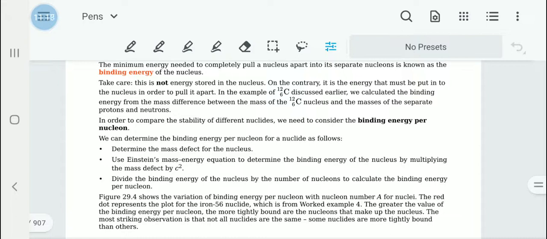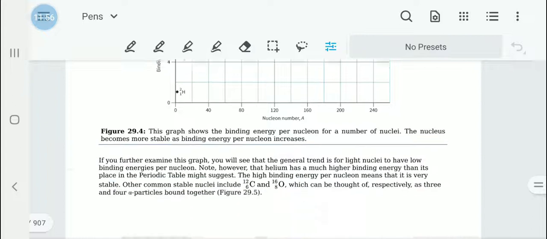Binding energy per nucleon is calculated as follows. Number one, determine the mass defect for the nucleus. Number two, using Einstein's mass-energy equation, calculate the binding energy of the nucleus by multiplying the mass defect by c squared. Number three, divide the binding energy of the nucleus by the number of nucleons to get the binding energy per nucleon. I hope that made sense.